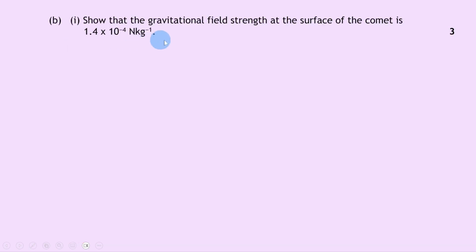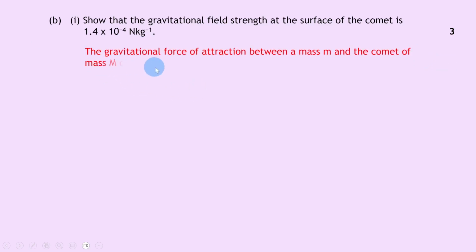Part B part 1 says to show that the gravitational field strength at the surface of the comet is 1.4 times 10 to the minus 4 newtons per kilogram. And you'll see there's 3 marks available here. Well, we can start by saying that the gravitational force of attraction between a mass little m and the comet of mass capital M can be represented by both F equals mg and F equals GMm over r squared.